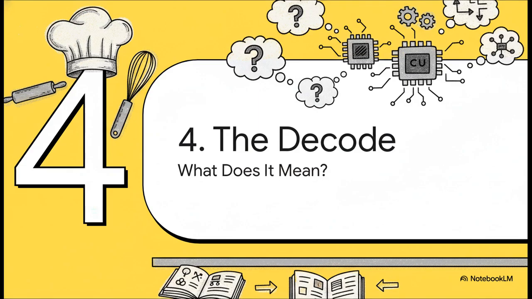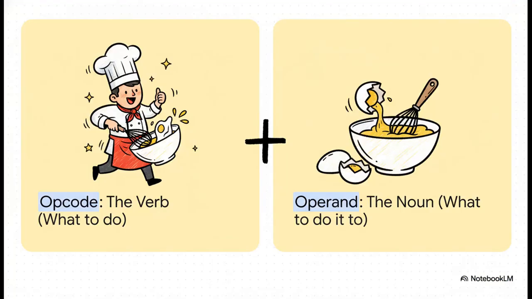Now what? Well, they need to actually read it and understand what it's telling them to do. This is the decode stage. A computer instruction is actually a lot like a really simple sentence. It has two basic parts. The first part is the opcode, which is the verb. It tells the computer what to do. Things like add, or store, or load. The second part is the operand, and that's the noun. It says what to do it to, like a location in the pantry or a specific piece of data.